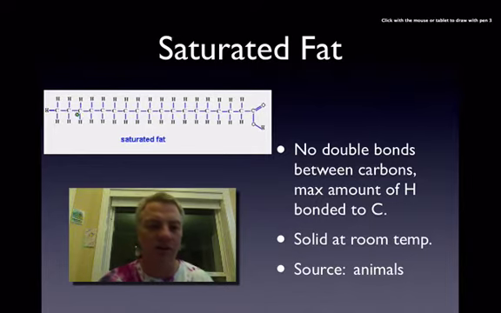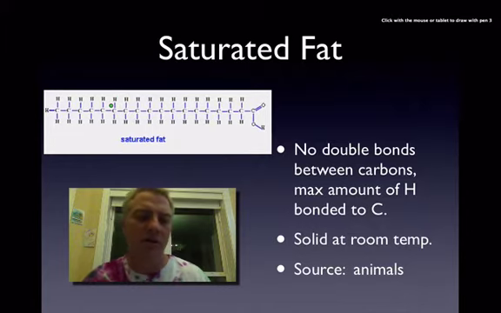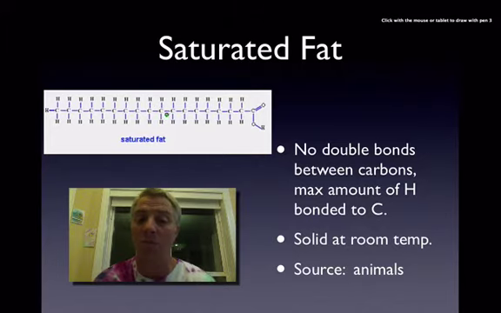So if you look here, you notice that all these carbons are bonded together here. And they're all singly bonded together. And every carbon has 2 hydrogens, except the ones on the ends have 3. But every other carbon has 2 hydrogens. It's the maximum amount of hydrogens that they could possibly have. So that's why we say it's saturated, because it's saturated with hydrogen.